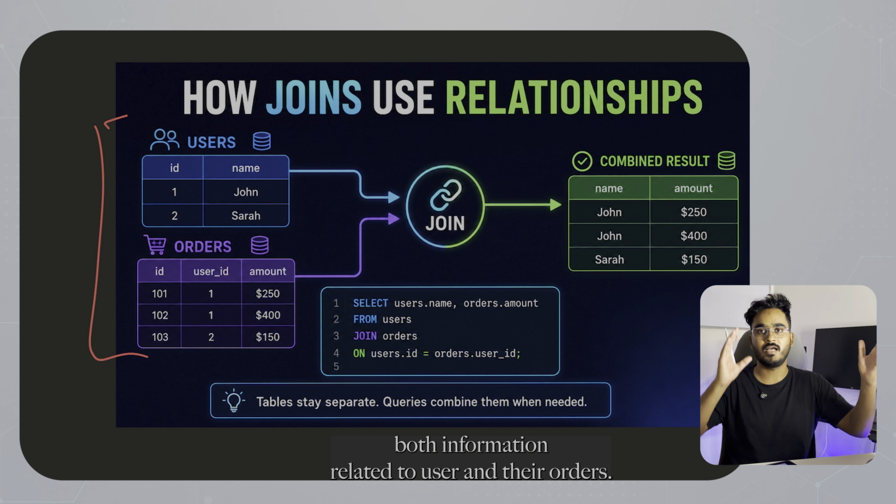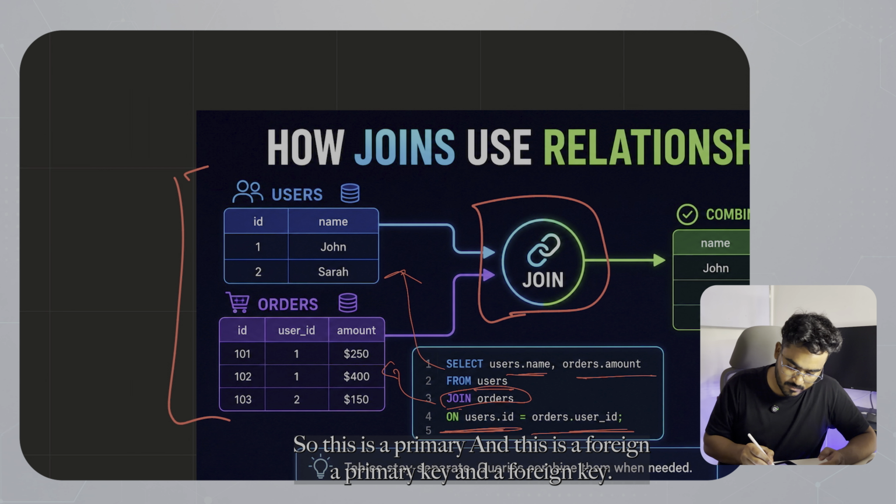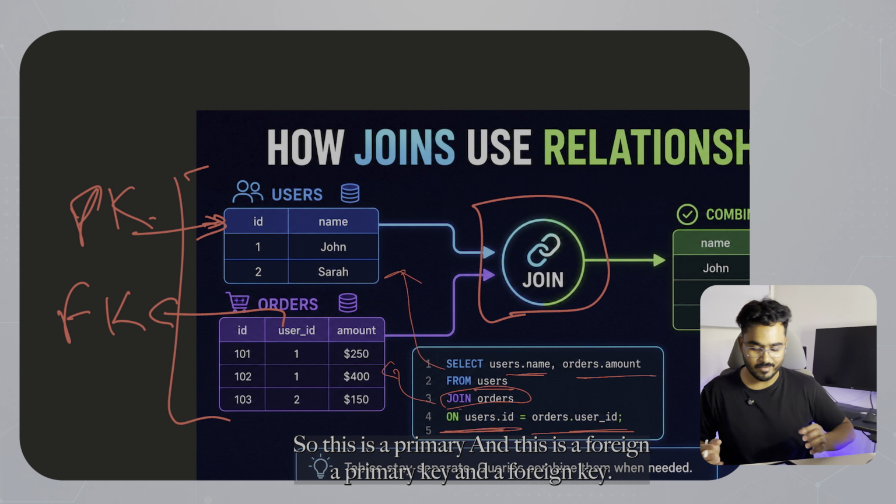Join means I'm going to select username and the order name from the users table and join the orders table on the parameter user ID and user ID. So this is a primary key and this is a foreign key. A primary key and a foreign key. So the orders table is currently associated with the primary key. Now these tables stay separated, but you can query them to have a combined result.